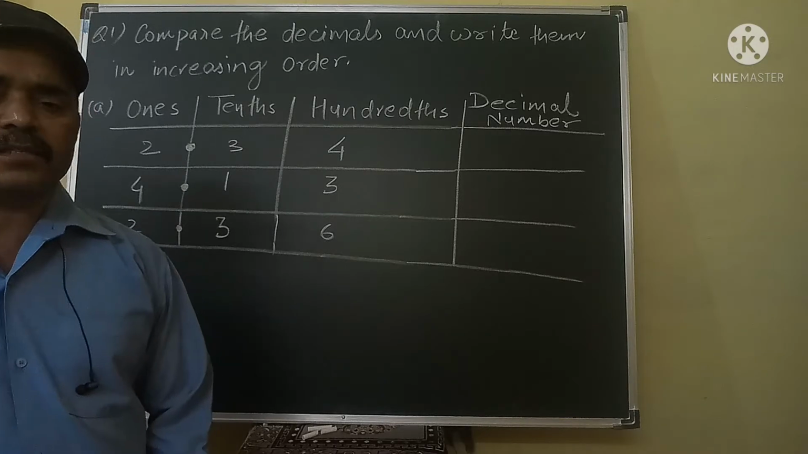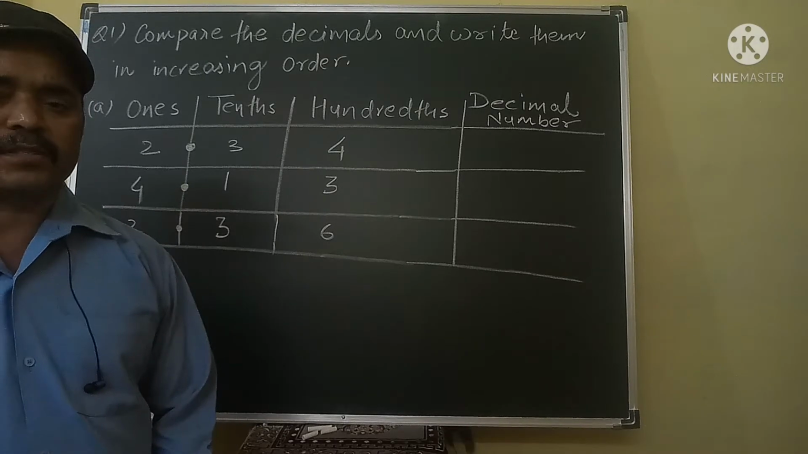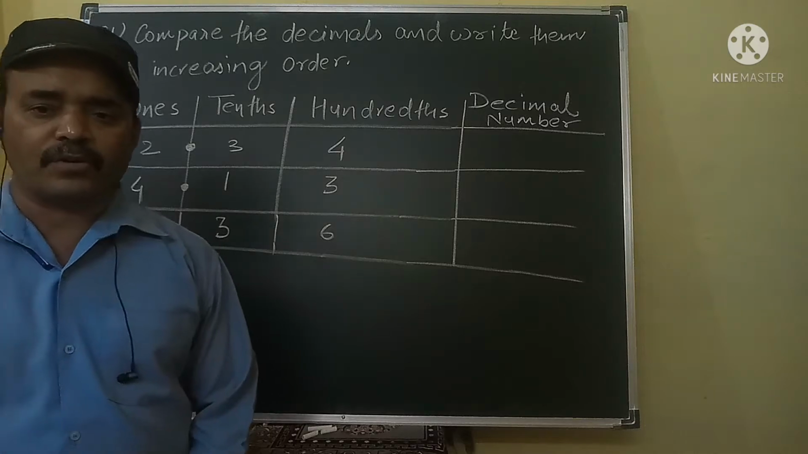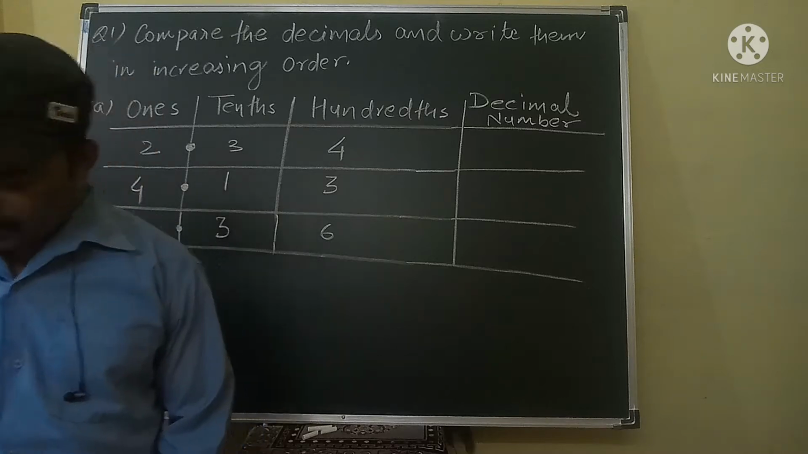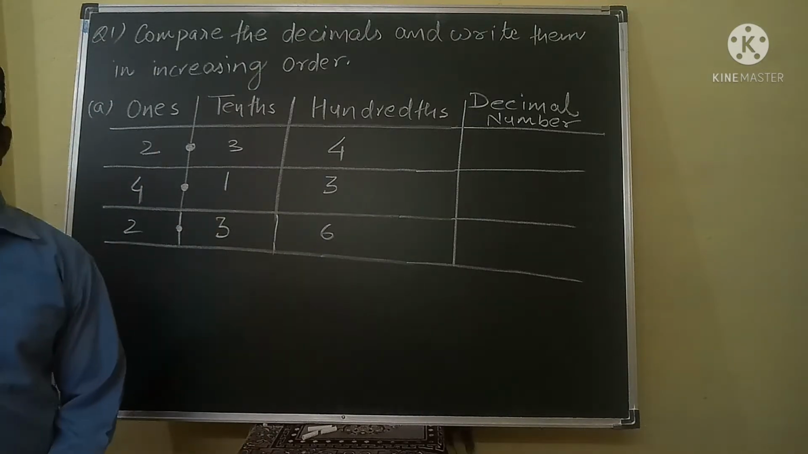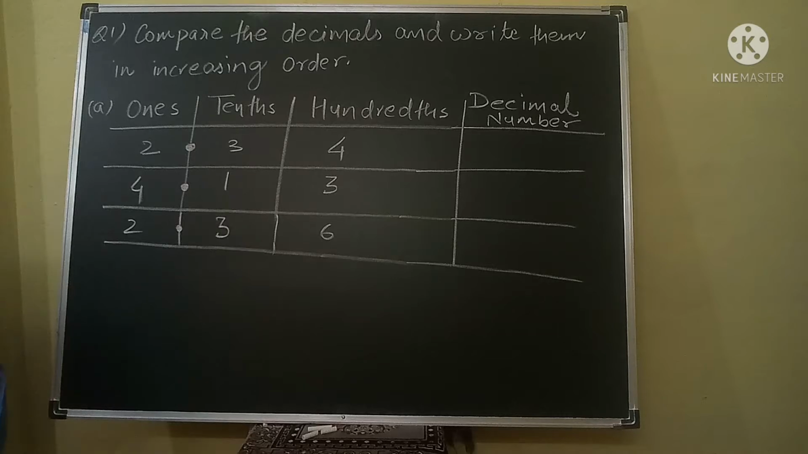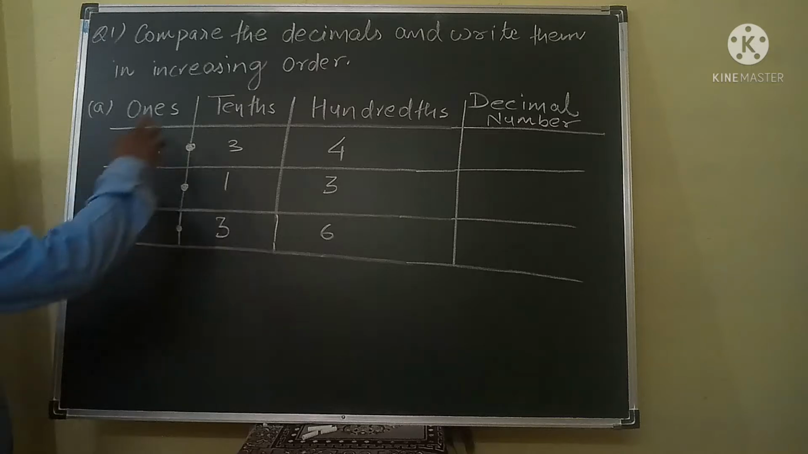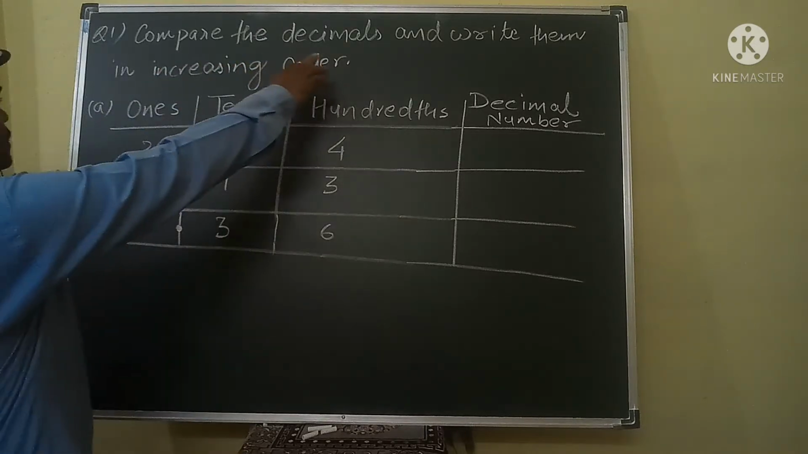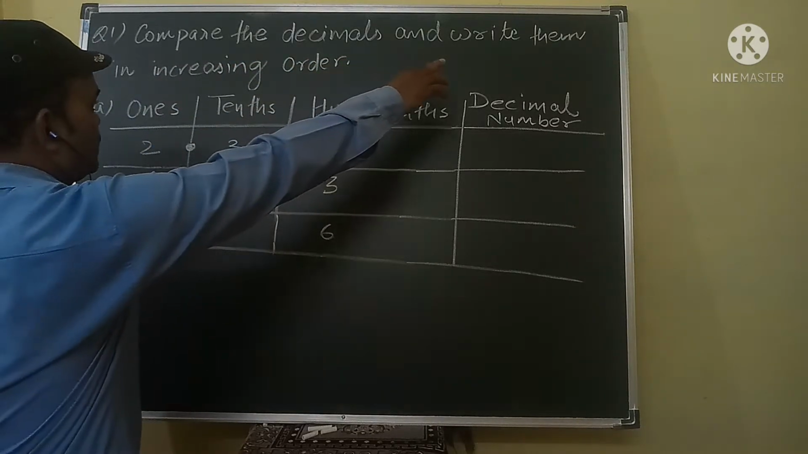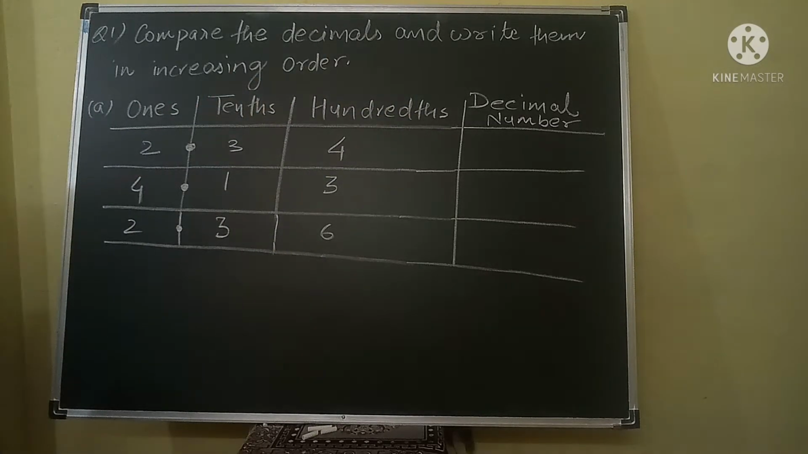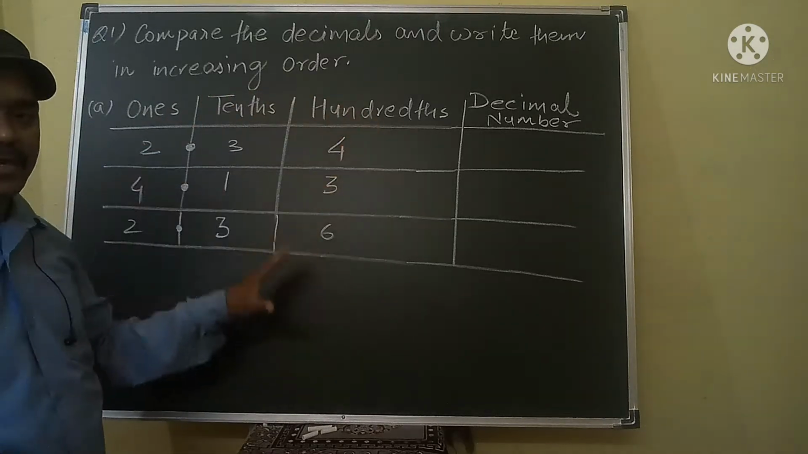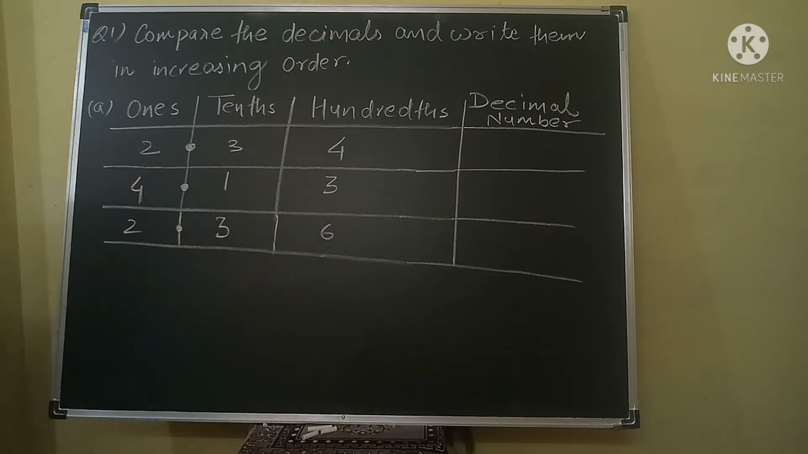Now today we will discuss some problems from your book, page number 82. My dear students, your first question is: compare the decimals and write them in increasing order. As you are looking, this is one table according to your question.